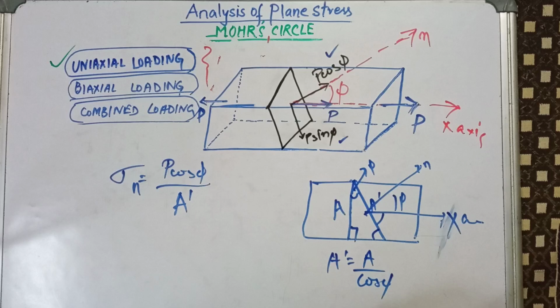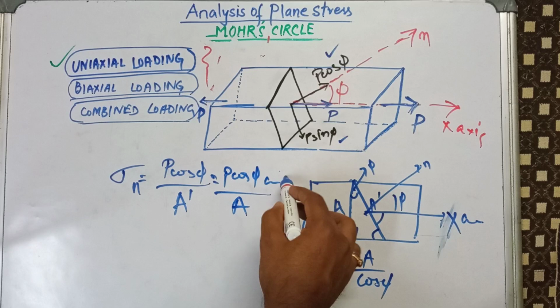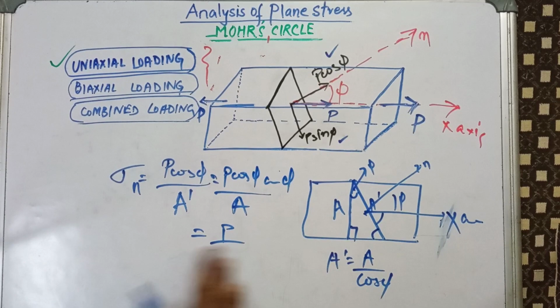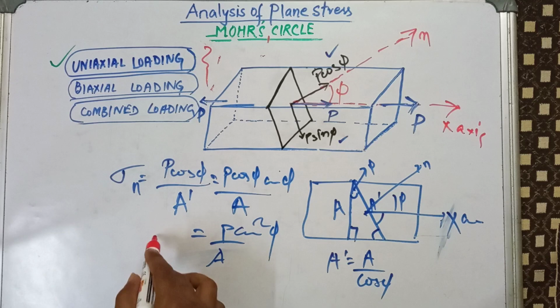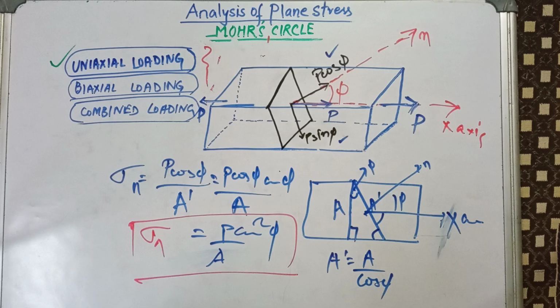See. So P cos phi upon A into cos phi. So I can write this as P upon A into cos square phi. So P upon A into cos square phi. Now two important results we will get from here. Sigma normal, I am saying that it is P upon A cos square phi. Two important results from this expression.